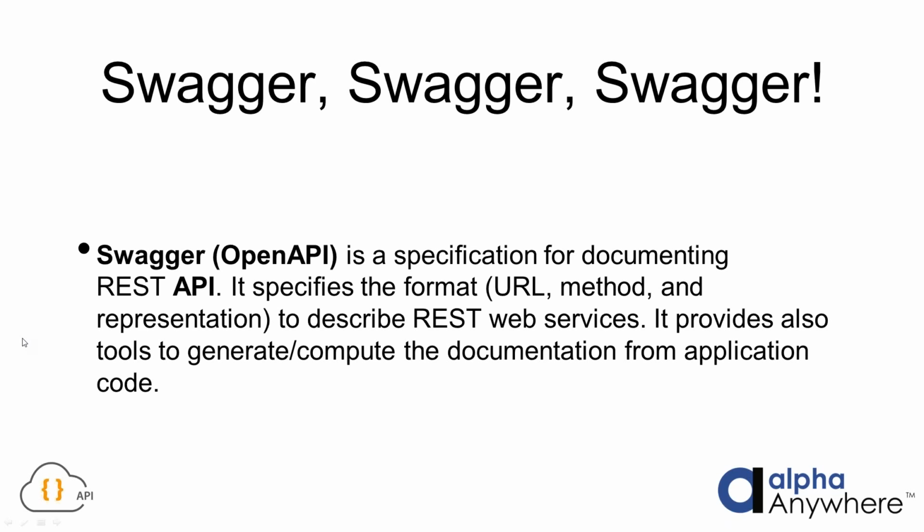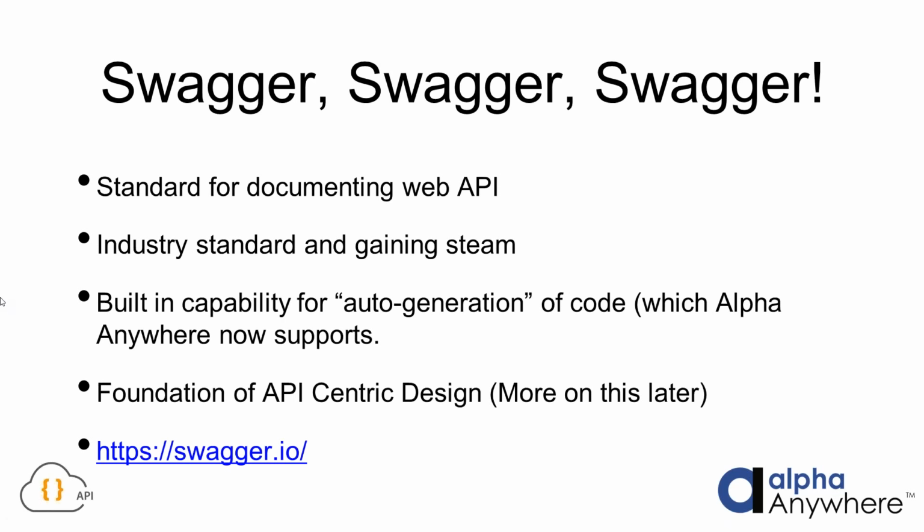And also, the other cool thing that they have is the ability to create and generate a service for testing your API online, just sending it test information and getting it back. As mentioned before, Swagger is a standard for documenting the web API. It's an industry standard, very, very popular. They have a built-in capability for auto-generation of code, which we support by generating a Swagger definition for you.